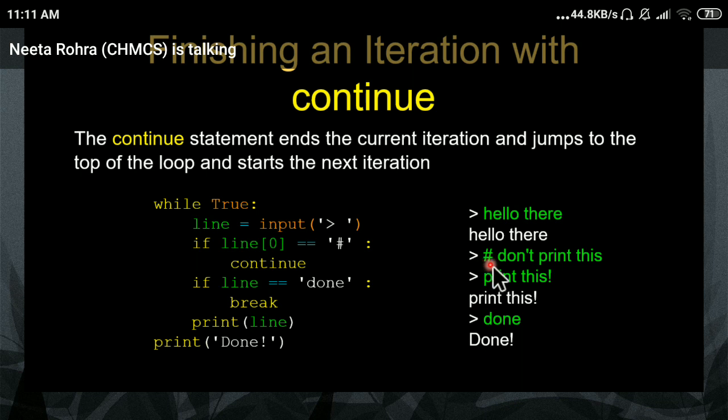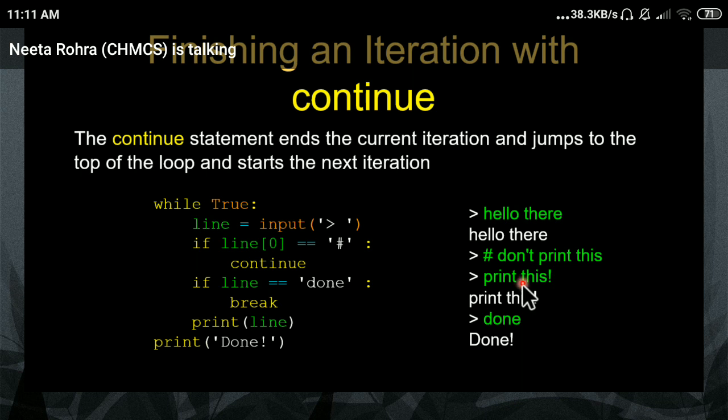Now the next input of the user is "hash don't print this". So this is what the user has entered. It comes to line[0]. Is the first character of this line a hash? Yes. If it is hash, it continues. Now this continue is going to continue the loop. That means again it is not going to check with done. It is going to skip the rest of the if block and return control back to the while True from the start. Again the prompt waits for the user to input.